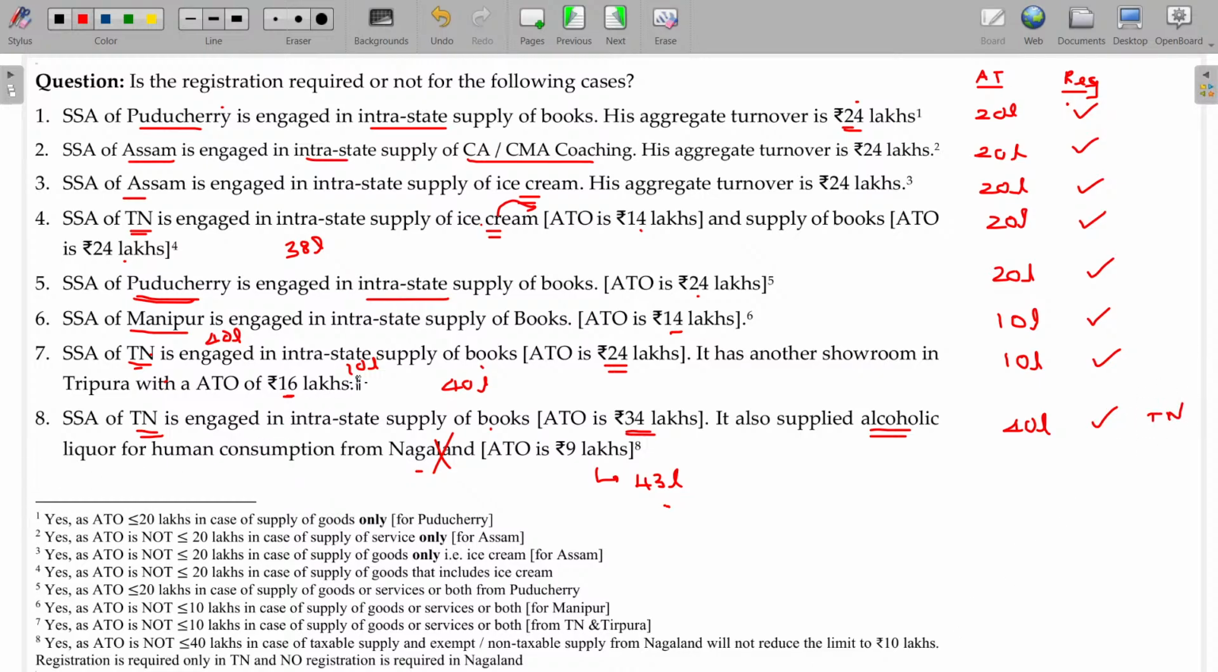But in this case, you need to register in Tamil Nadu as well as Tripura. If you are operating in 2 states, you have to register in those 2 states independently, provided that in another state where there is not at all any taxable supply, registration is not required in that state. But you have to do the registration in the state where you have the taxable supply. Clear?